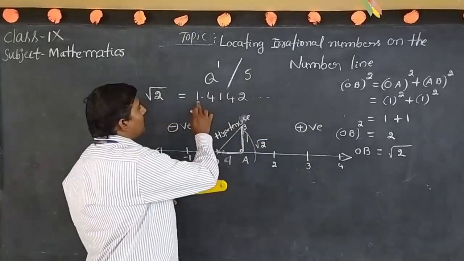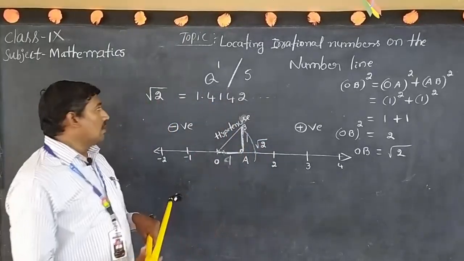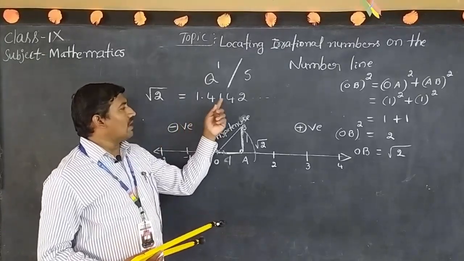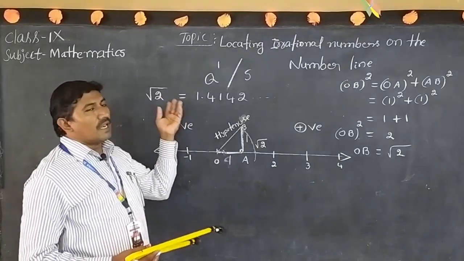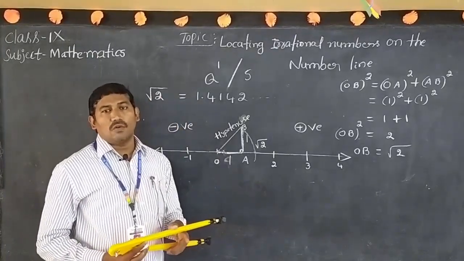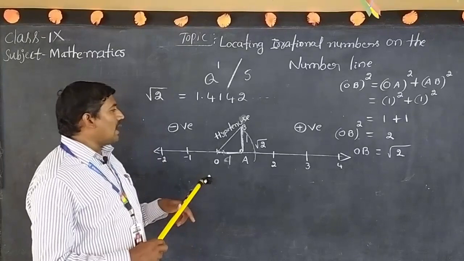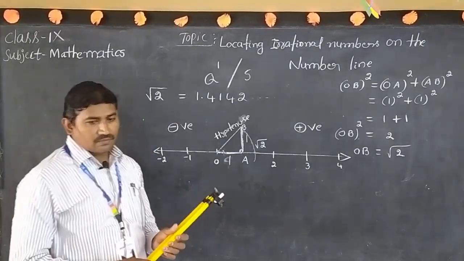Root 2 means 1.414. Okay, like that only it is possible to show remaining values also, root 3, root 4, root 5. All the values are possible.